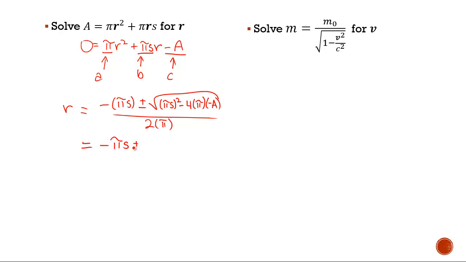Negative pi s plus or minus the root of pi squared s squared, so pi s squared, and this will be plus 4a pi, 4 pi a. Pi is a number, so it goes before the letter. Over 2 pi. We can't really do much more than that. We could factor out the pi, but it'll still be under a root. So there's our formula. Lovely, isn't it?